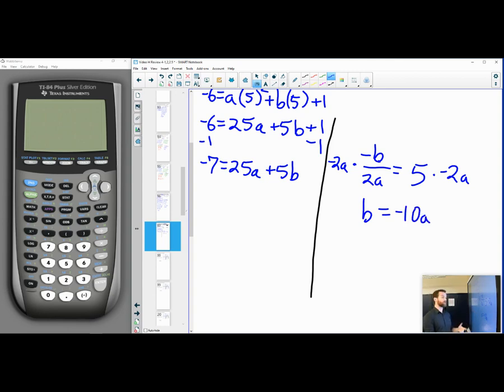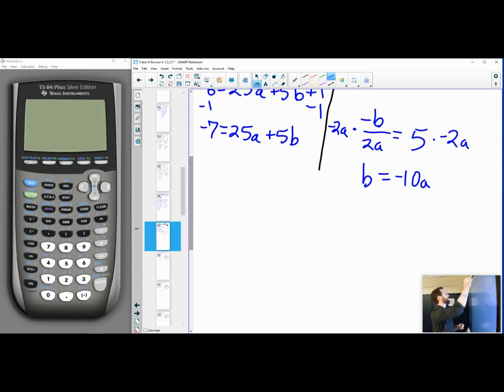Now we're ready to substitute, just like we did in the last problem. We can erase that. So this equation all the way on the left becomes -7 equals 25a plus 5 times, not b anymore, because b equals -10a. So I plug in -10a for b, and we simplify. Let me draw this line right there, separate my work.